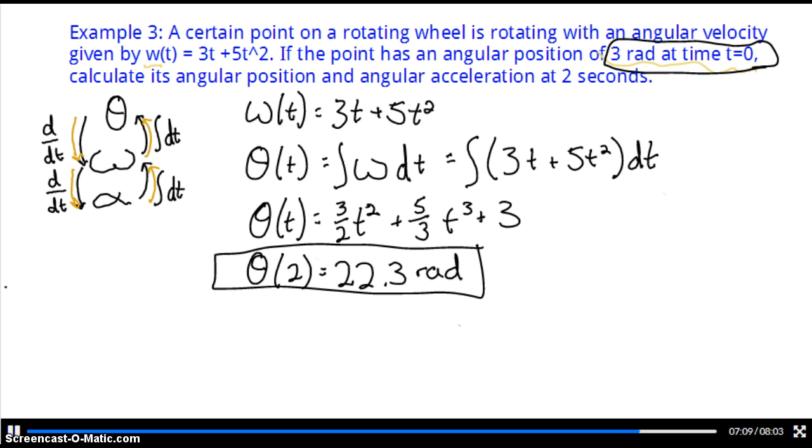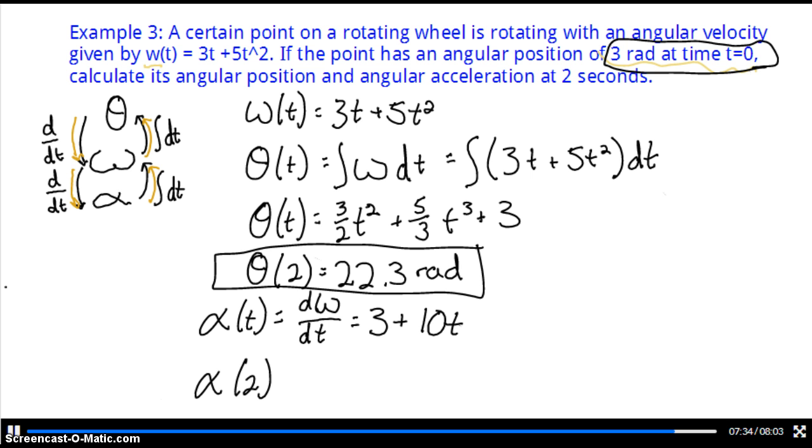The next one, I ask what's the angular acceleration. So I want angular acceleration alpha, and to do that I need to take the derivative of my velocity function, so that'd be d omega dt, and that's going to be equal to 3 plus 10t. So just like we did before, we're going to plug in 2 seconds there, and last time I checked, 3 plus 20 gave me 23 radians per second squared.